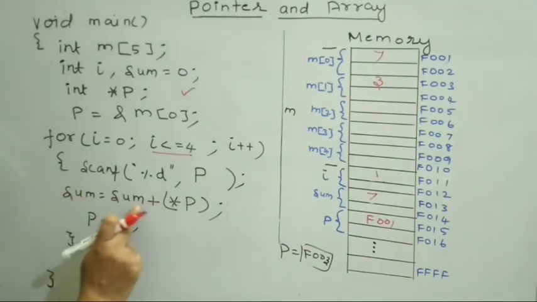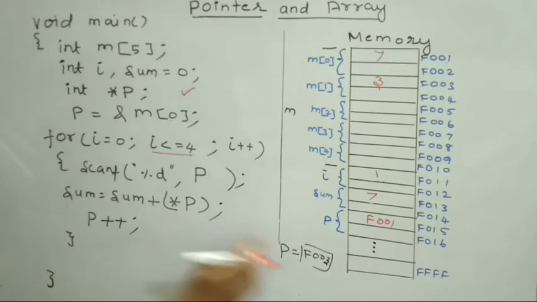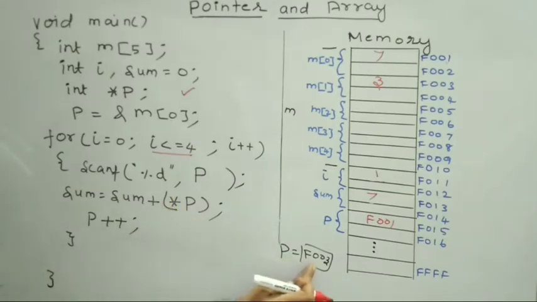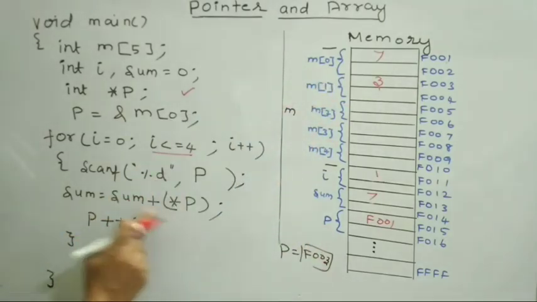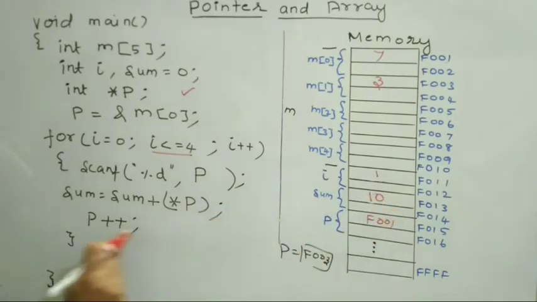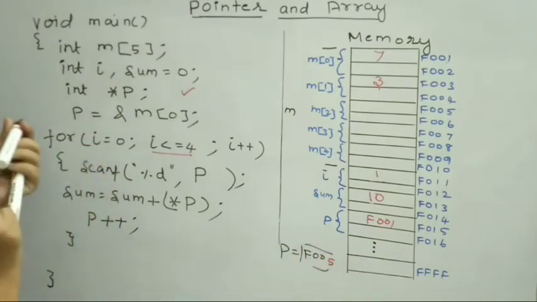The statement will execute. To sum, it adds star p. What is the content of p? It is F003, so this indirection operator will fetch the content of F003. The content of F003 is 3, and 3 is added to sum. Sum now becomes 10. Now the value of p is incremented by 2, and it becomes F005 now.